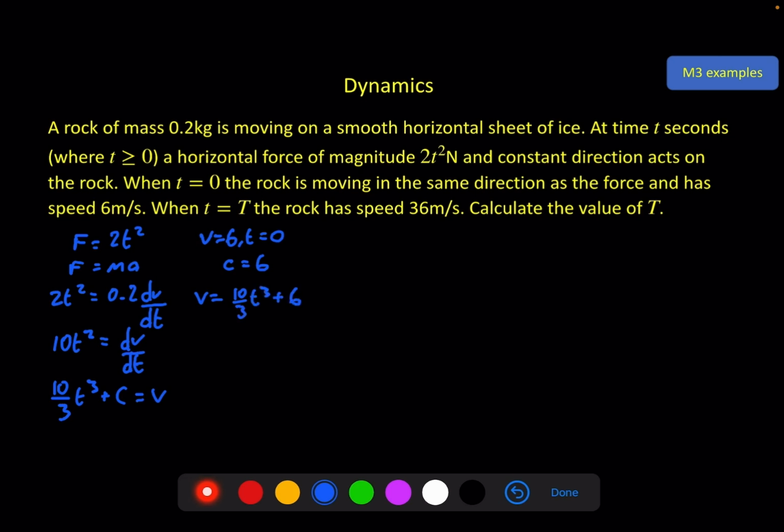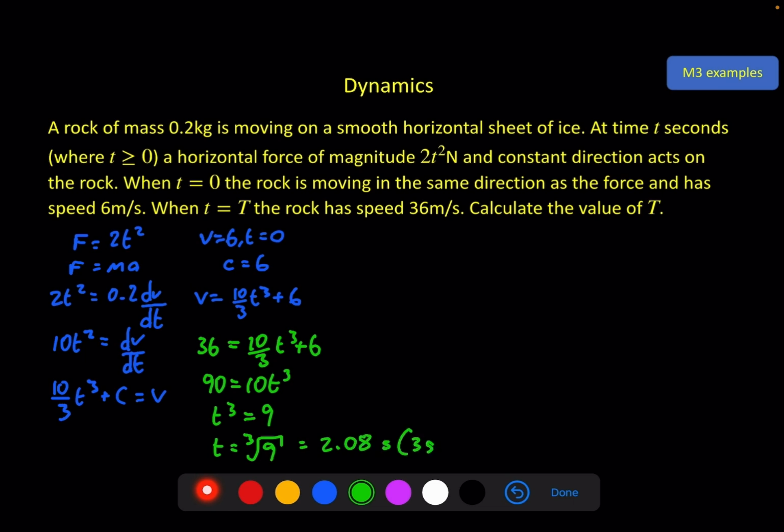And now we're ready to find capital T when v is 36, just by putting that in. So that gives me 30, 90, 10t cubed, so t cubed is equal to 9, t is equal to the cube root of 9, which is 2.08 seconds to 3 significant figures. I suppose once I put v is 36 in there, that should have been capital T, shouldn't it? To match the notation that they've used.